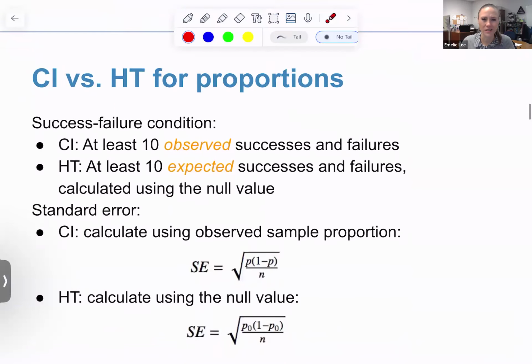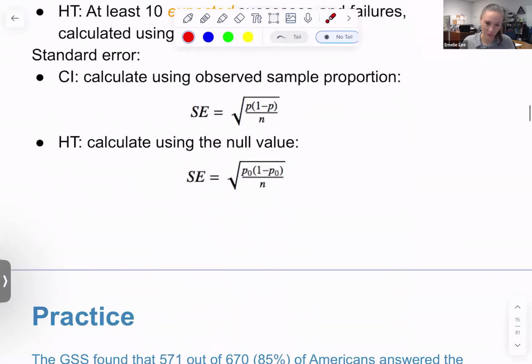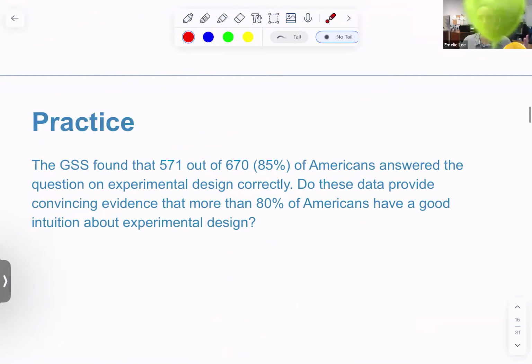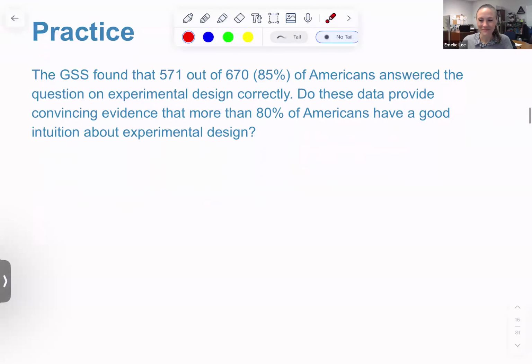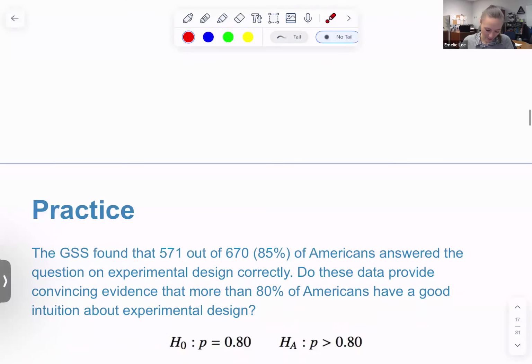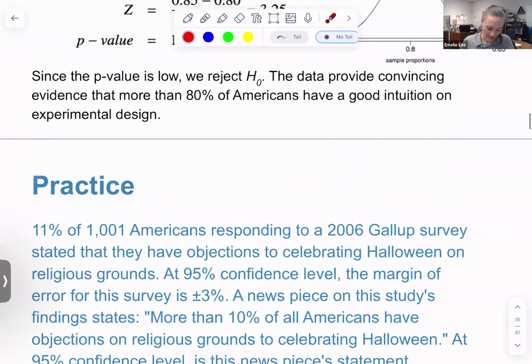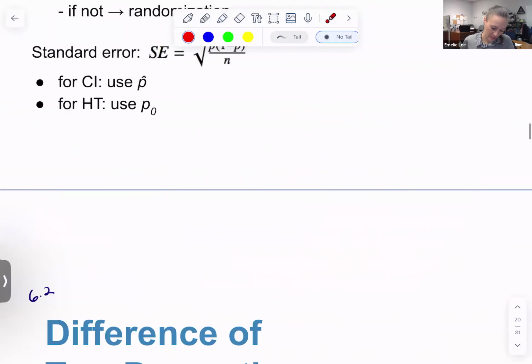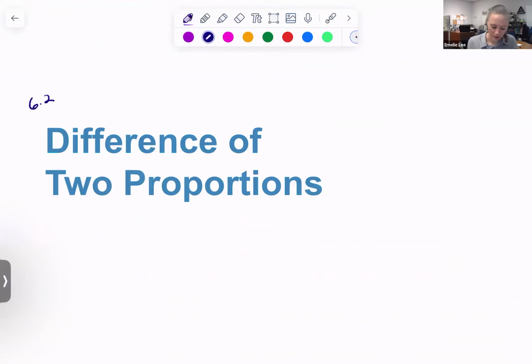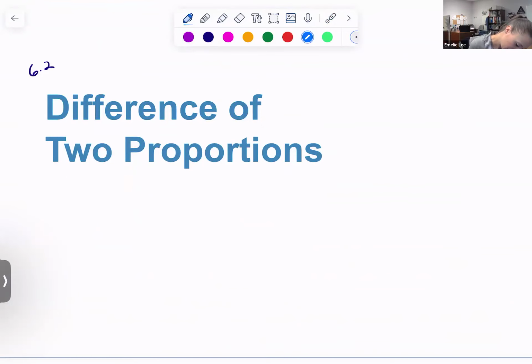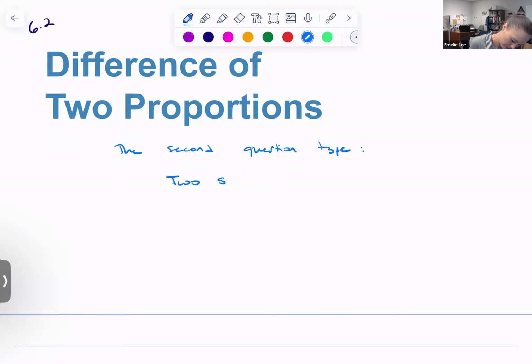The slides also talk about the conditions for a confidence interval versus a hypothesis test. They were slightly different, right? Yeah, I keep getting those balloons because I keep going like this. I'm always talking about two things. Then there's a hypothesis testing example, thinking about all those things, and then a recap. So today I want to do section 6.2, which is our second type of question: two sample proportions.